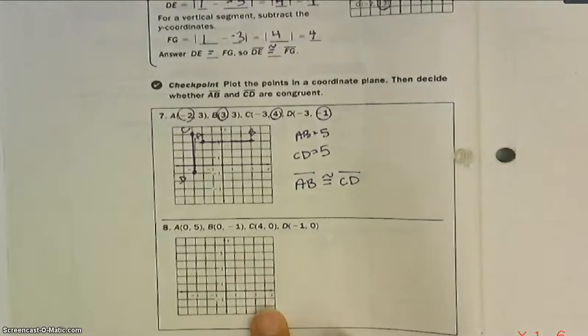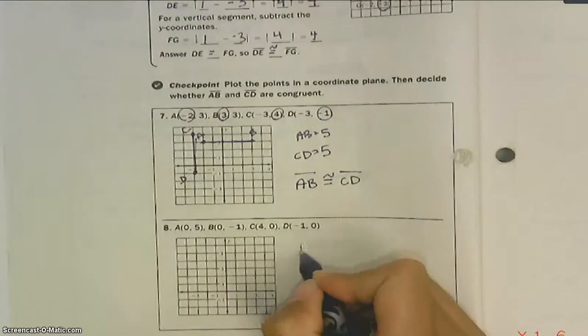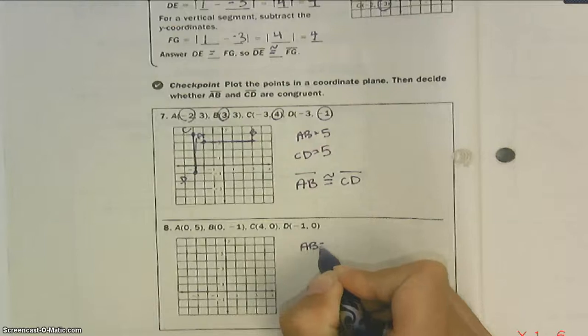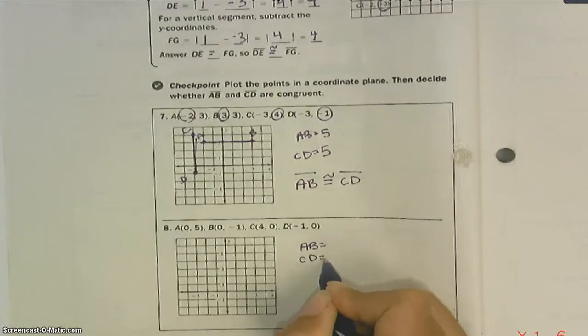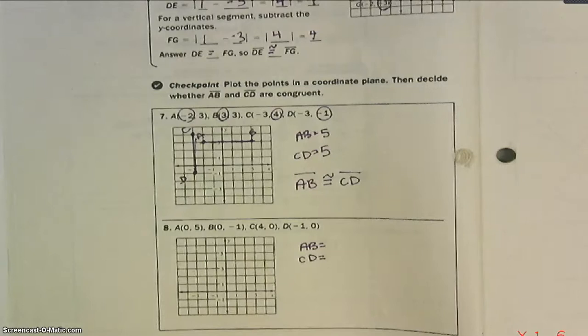Now you are going to do the same thing down here. Plot AB, figure out how long it is. Plot CD, figure out how long it is, and then ask if they are congruent.